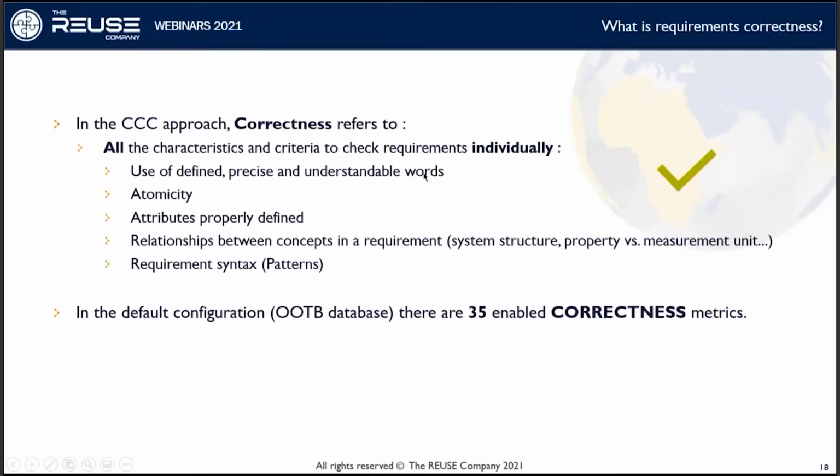inside the correctness dimension. So to give you a number here, in the default configuration of the database, there are 35 enabled correctness metrics. So the total is higher because some metrics are alternate metrics for the same scope. But in the end, if you consider the enabled metrics, the ones that will be working in the default configuration, there are 35 of them. So you see, these will address more than one characteristic in the standards.